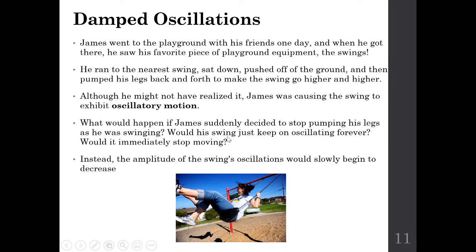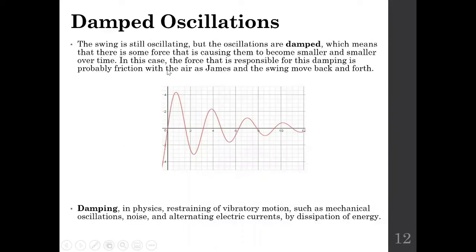Would his swing just keep on oscillating forever? Would it immediately stop moving? Instead, the amplitude of the swing's oscillations would slowly begin to decrease rather than stopping at once. Although, after James stopped pumping his legs, the swing is still oscillating, but the oscillations are damped. You can say that the amplitude of the oscillations will start decreasing, which means that there is some force that is causing them to become smaller and smaller over time.